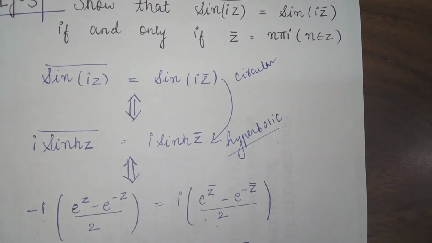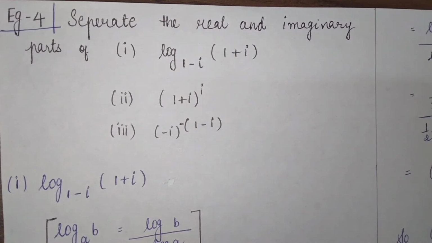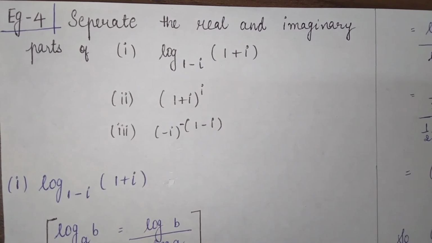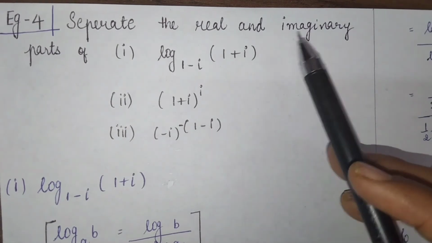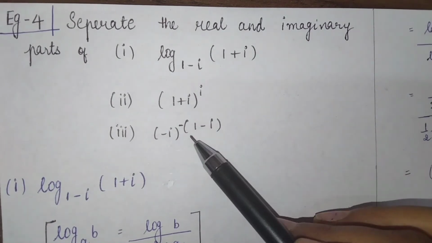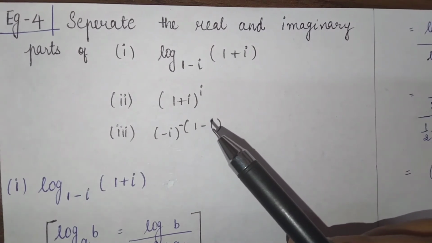So in this way you have to solve the example. Example 4: now we will study how to separate the real and imaginary parts according to the formula of logarithm of complex numbers, which we did in the previous lecture. Here it is asked to separate the real and imaginary parts; three questions are given, so we will solve them one by one.